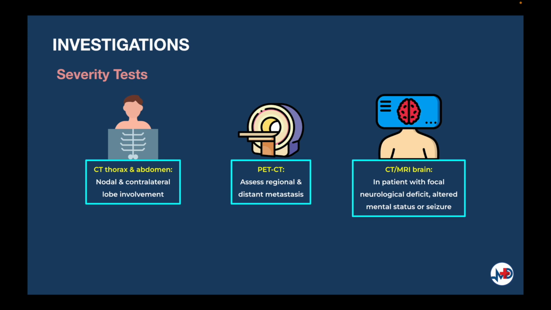If patient complains of bone pain or the alkaline phosphatase, ALP, is raised, bone scan is indicated. A CT scan or MRI of the brain is also indicated if patient has focal neurological deficit, altered mental status, or experience seizure.